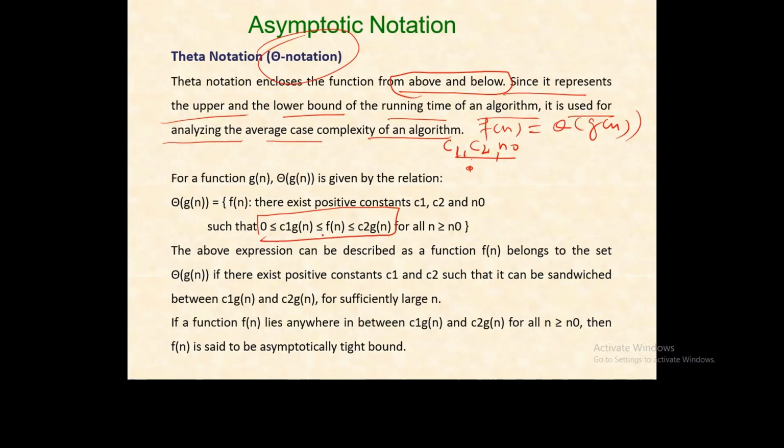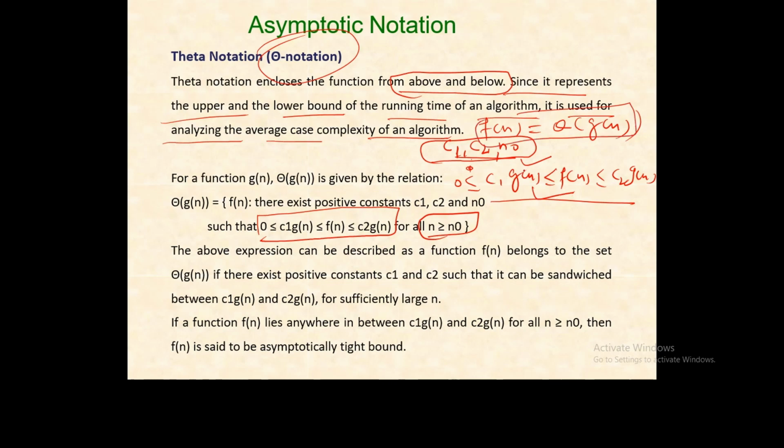For positive constants c1 and c2 and n naught, f(n) will lie in between c1 g(n) and c2 g(n). It is like this: 0 less than or equal to c1 g(n) less than or equal to f(n) less than or equal to c2 g(n), for all n greater than or equal to n naught. So if this inequality is true, the value of function f(n) lies between these for very large values of n, for these constants c1, c2 and an integer n naught, then we can say f(n) is theta of g(n).